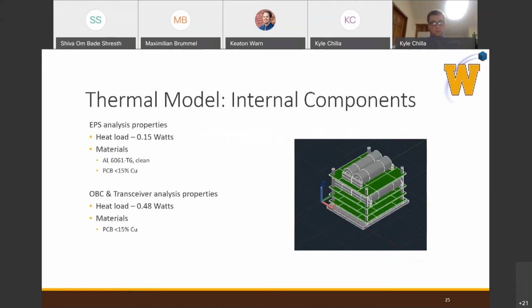All right, moving to the internal components further breakdown. The EPS has a heat load of 0.15 watts and is comprised of aluminum 6061 T6 and a clean version. It also contains PCBs that are less than 15% copper by volume. And the OBC and transceiver have a combined heat load of 0.48 watts and again use PCBs less than 15% copper by volume.